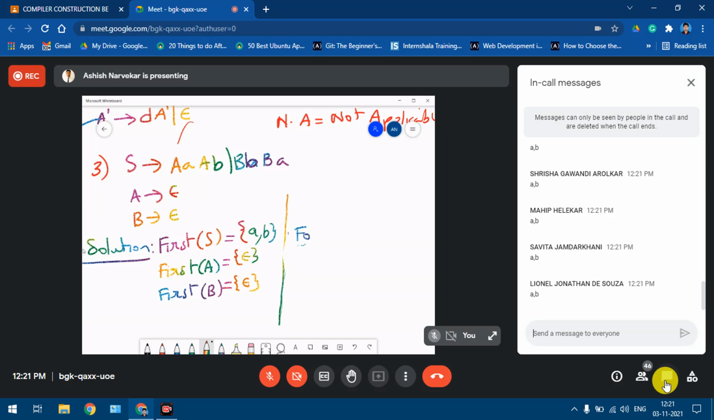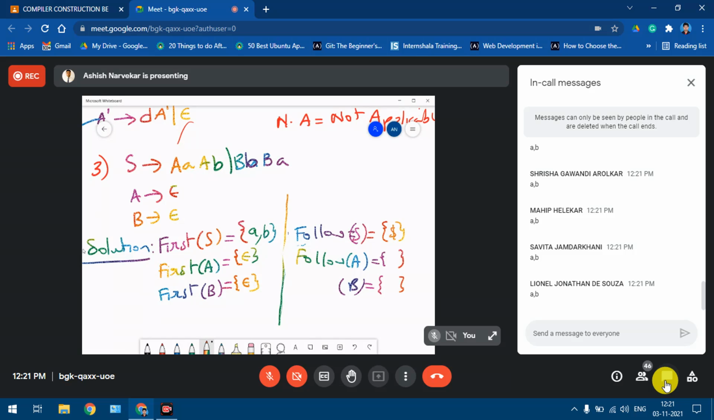So now we find the follow sets. The best one is finding the follow of S. I believe that everyone should be able to find the follow of the start symbol. What about follow of A and B? What is the follow of A?